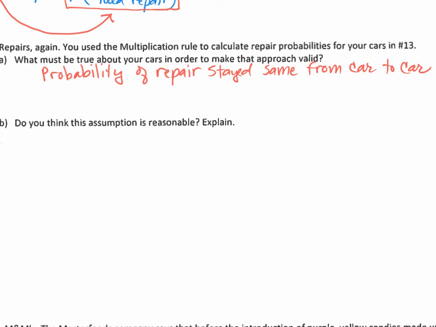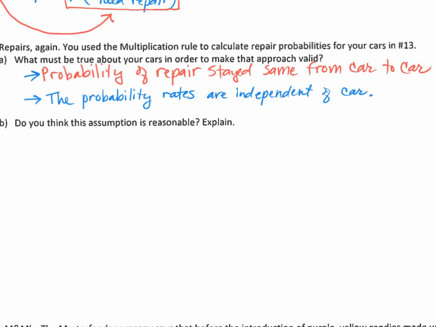What do we know? What word did we learn yesterday? That means the fact that one thing had a repair doesn't change the probability that the other one needs a repair. Independent. So if this were, say, a multiple choice question, your brain may be thinking the first statement. However, an answer choice may say instead the probability rates are independent of the car. So the fact that one car had a repair didn't change the probability of the other one needing a repair.